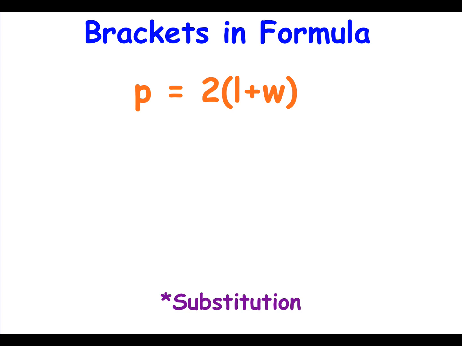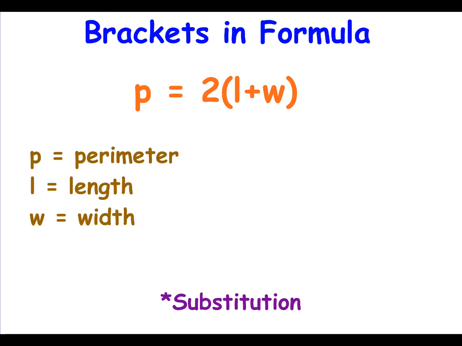So let's look at some more substitution, but this time having brackets in our formula. So here, this formula doesn't mean much to us because it's a letter and another couple of letters, and it could mean anything really. But actually, this is a formula for perimeter, where P equals the perimeter, L equals the length, and W is the width. So that's what these letters or variables stand for. P's perimeter, L's the length, W's the width.